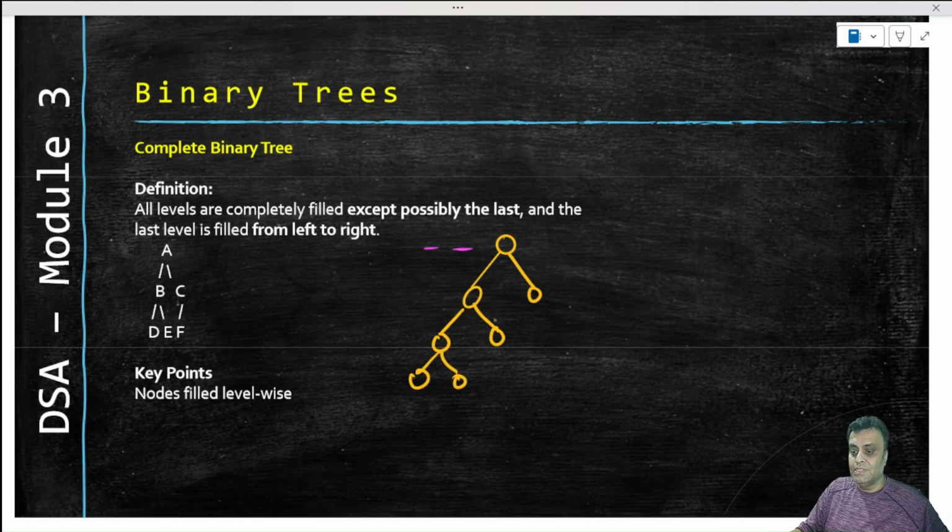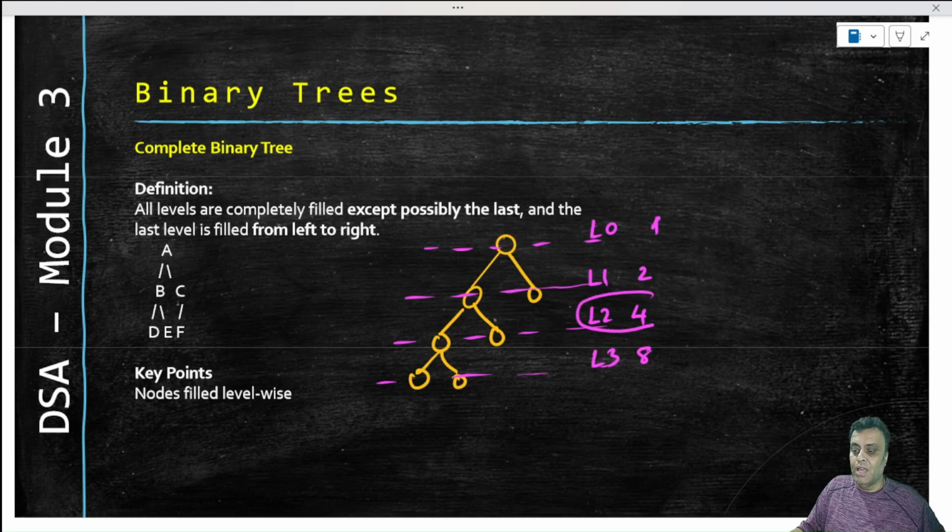Why? Because if this is a level, and this is a level, how many nodes can level 0 have? 1 node. How many nodes can level 1 have? Maximum 2 nodes. How many nodes can level 2 have? 4 nodes. And the next can have 8 nodes, right? So in this particular area, where L2 is supposed to have 4 nodes, it doesn't have 4 nodes. It has only 2 nodes. That is why you have not filled all the levels except for the last level.